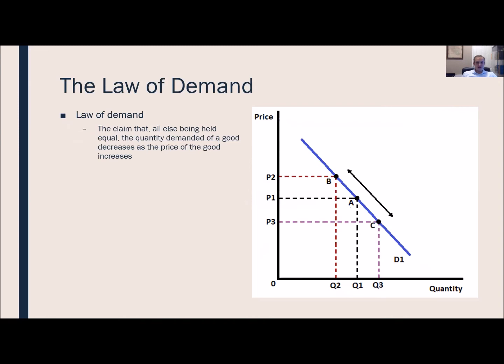Now, if we were to experience a decrease in price and go from P1 to P3, we would see that point A move rightward on that demand curve or downward to point C, where we would have an increase in quantity. Q1 would move to Q3.